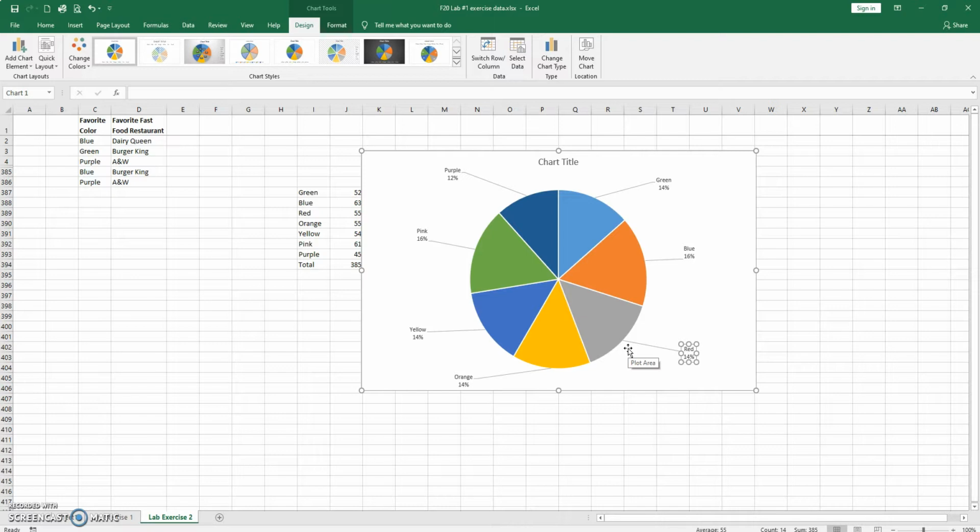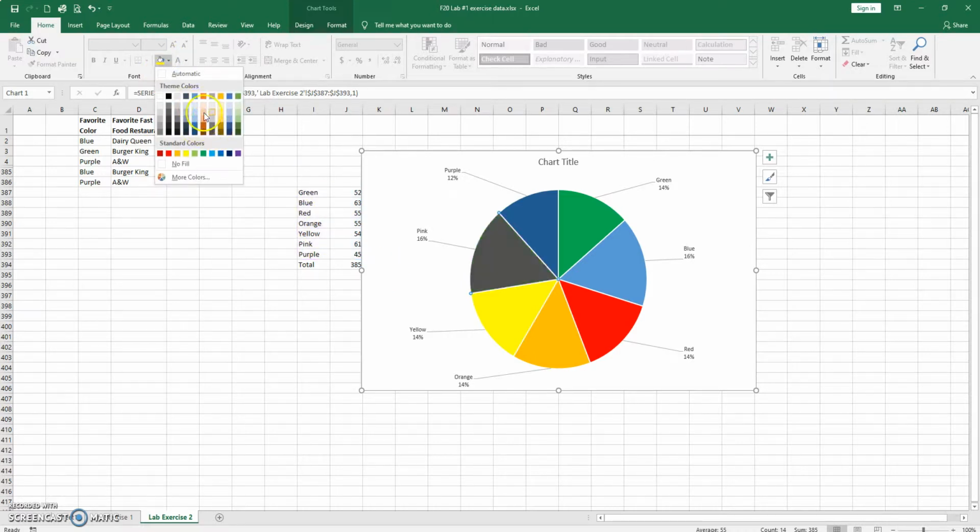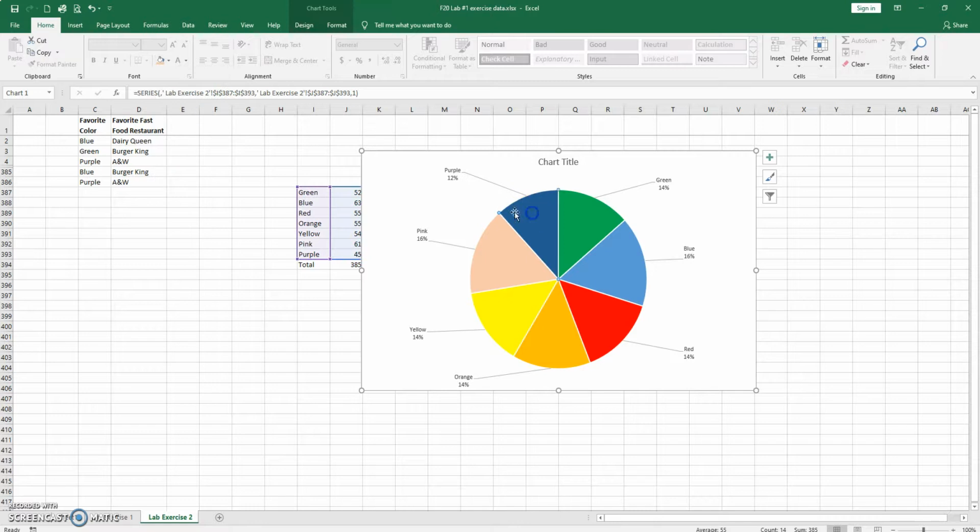So the next thing we want to do is change the colors. This is the green section. Double click on that, go up here to your paint can, and make that green. Double click on that blue section, make that blue. Red. This is orange already. This should be a nice yellow. That's pink. I can't really see pink too well. Yeah, that's pink. And purple. There we go.